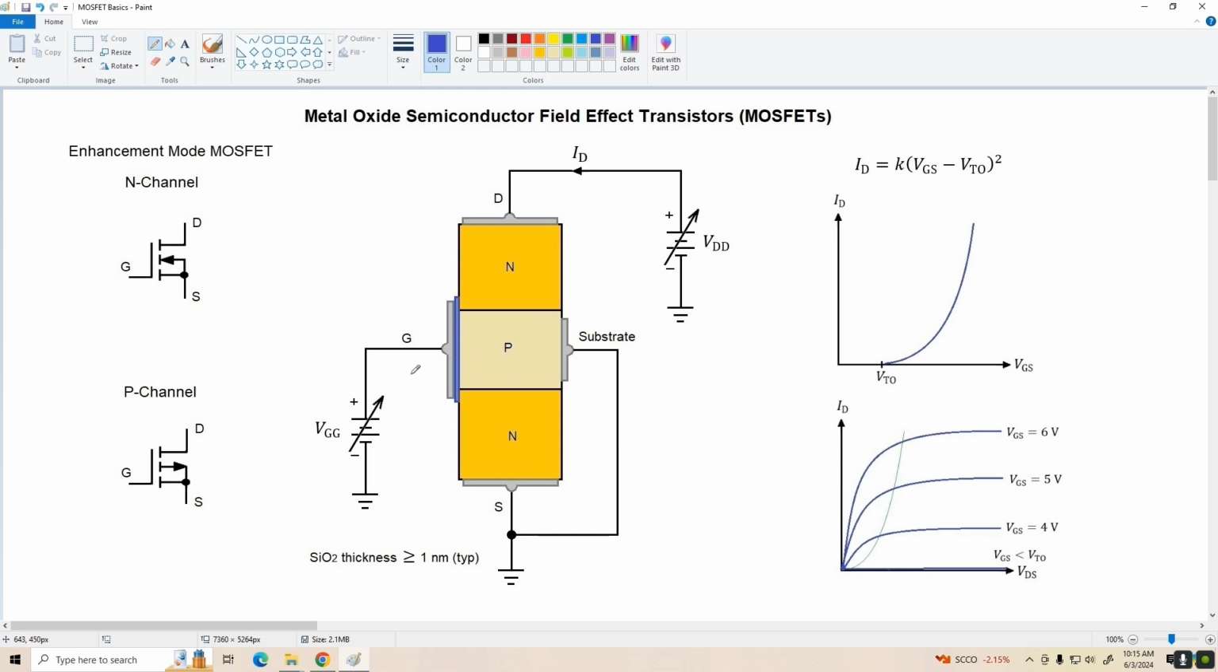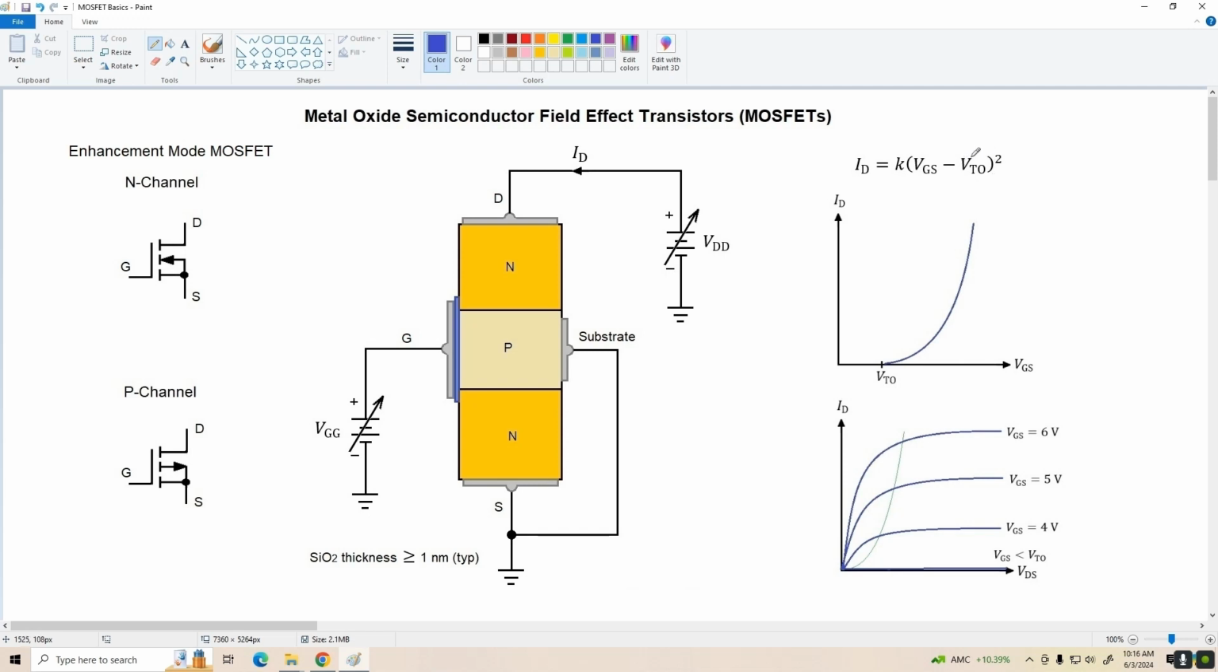But the greater VGS is above the threshold voltage, the deeper this inversion layer penetrates and the greater the drain current can be. So what we've got again is a voltage controlled current source, much like a BJT or a JFET. Now the transconductance for this device is given by I sub D equals K times (VGS, the applied bias, minus V sub TO), the turn-on voltage or threshold voltage.